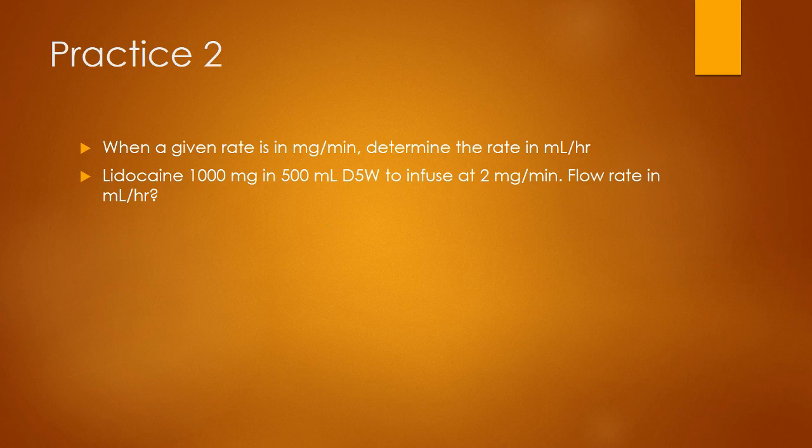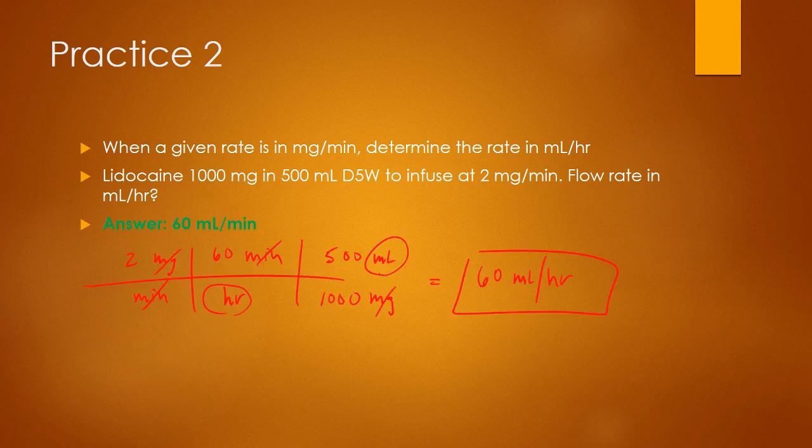Practice number 2. When a given rate is in mg per minute, determine the rate in mL per hour. Lidocaine 1000 mg in 500 mL D5W is infused at 2 mg per minute. Determine the flow rate in mLs per hour. Take some time to read through the problem again. There are many components. Once you have it, go ahead and click play. Did you get your answer to be 60 mLs per hour?